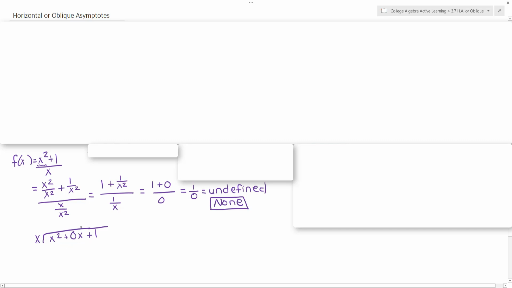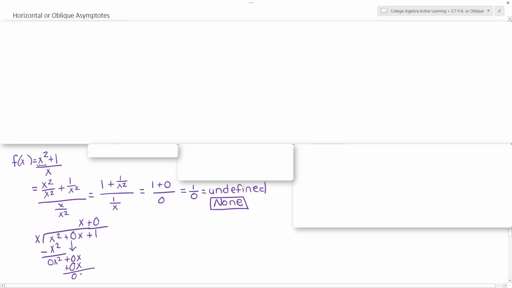So x goes into x squared x times. That's our division step. Then we multiply x times x. And then we go to subtract. And we get 0x squared, or we could just say 0. And then we go to bring down our next term. So basically, we're taking x and dividing it into 0. Well, x doesn't go into 0, it goes in 0 times. And so 0 times x is just 0x, or just 0.